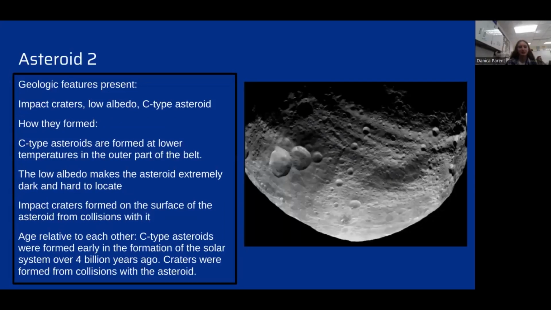This asteroid has impact craters and a low albedo, and it's a C-type asteroid. As Giovanna mentioned before, a C-type asteroid is made of carbonaceous materials, and they were formed at lower temperatures in the outer part of the asteroid belt. And lower albedo can make the asteroid extremely dark and incredibly hard to locate, so more advanced equipment is needed to study them. And the impact craters formed on the surface of the asteroid come from high velocity impacts with the asteroid that make the craters. And C-type asteroids were formed in the early formation of the solar system over 4 billion years ago.